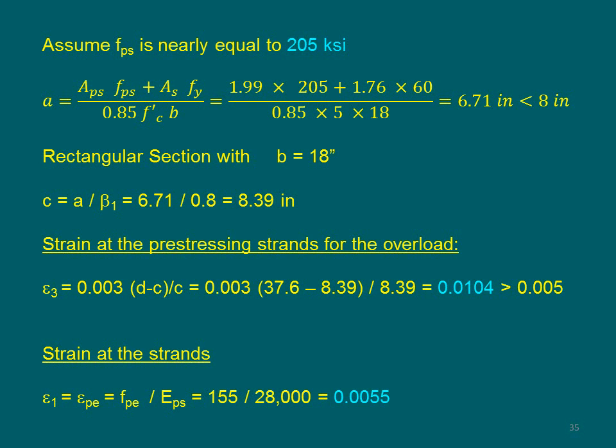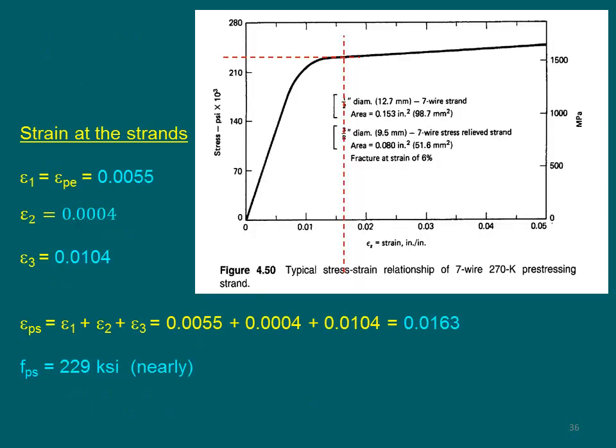The first one is coming from the pre-stress. It's going to be 0.0055 as we determined before. The second component is going to be coming from the loading on the concrete beam. It is going to be equal to 0.0004. The third one here is going to be coming from the ultimate point, which means the capacity point. Total strain is going to be roughly 0.0163.